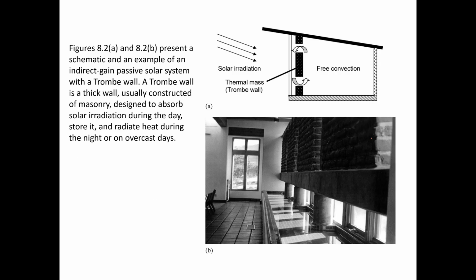Here we have a schematic and a representative example of an indirect gain passive solar system with something called a Trombe wall. A Trombe wall is a thick wall, usually constructed of masonry, and it's designed to absorb solar radiation during the day, store it, and radiate heat during the night or on overcast days. So again, you have the solar radiation coming in, this being the wall. It absorbs the energy from the sun, stores it during the day, and then at night, from free convection, it circulates the stored heat back into the room.